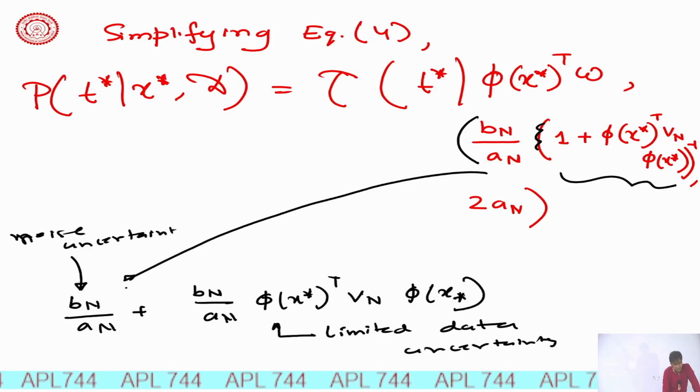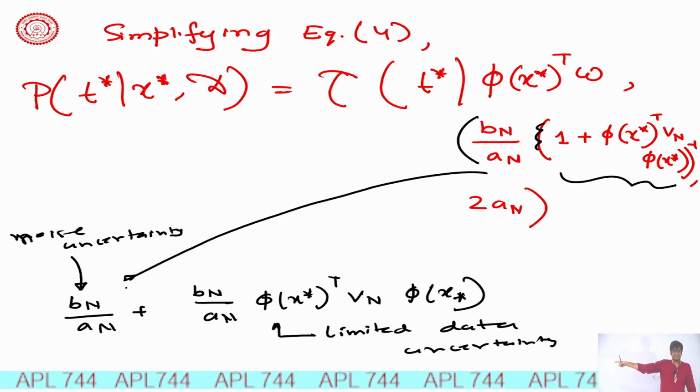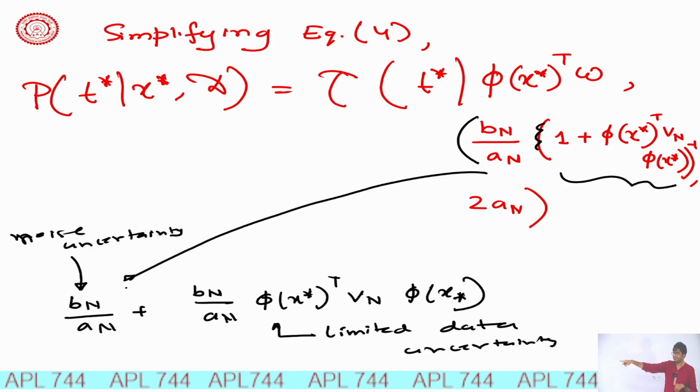Remember, in the previous case we got beta inverse plus something like this. Beta inverse was there because your data was having noise, so beta inverse is now replaced by Bn by An. And I also said that the second term was because of limited data, and if the data goes to infinite, it will go to 0. And same here also. If data goes to infinite, Vn will become 0, so the second term will become 0.